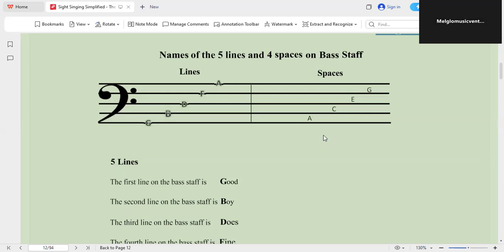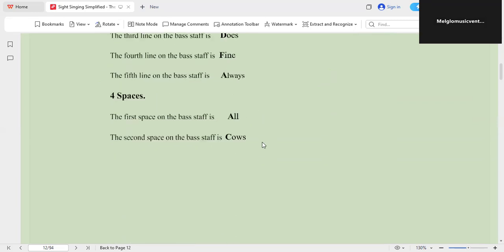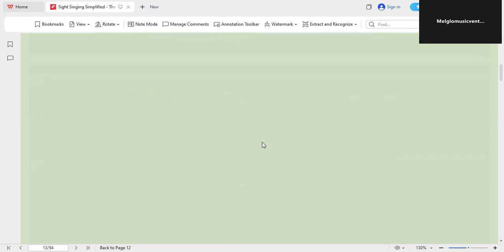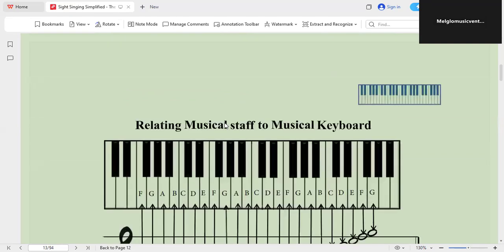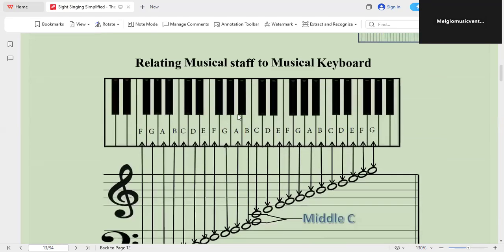Today we are continuing on our musical literacy journey to professionalism. Last session, we stopped at the names of the 5 lines and 4 spaces on the bass staff. And today, we will continue with relating the musical staff to the musical keyboard.